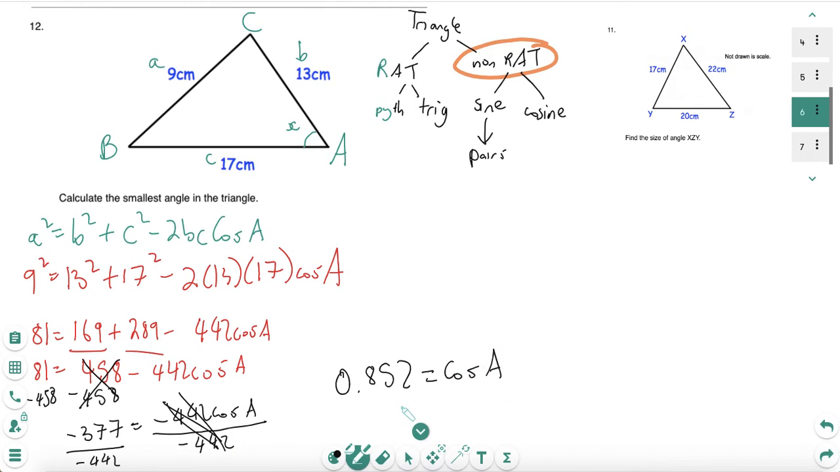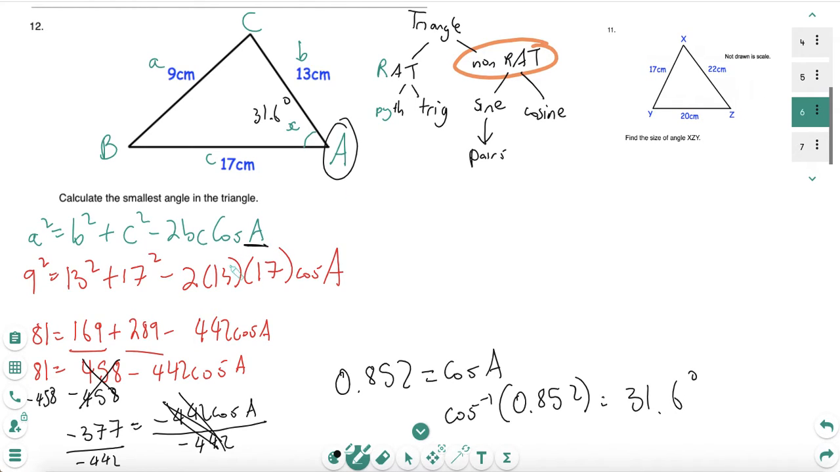And like when you're doing trigonometry or the sine rule, whenever you're trying to find a missing angle and you've got cosine A, you have to do the inverse of that. So cos inverse 0.852. And let's see what your answer is. 31.6 degrees. And that's your answer. So same thing. In this case, we're trying to find big A.